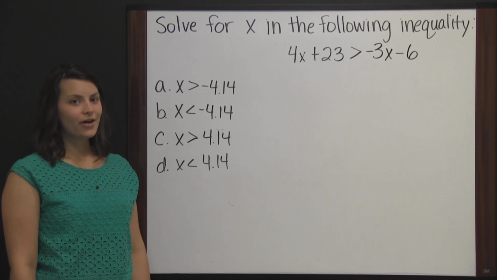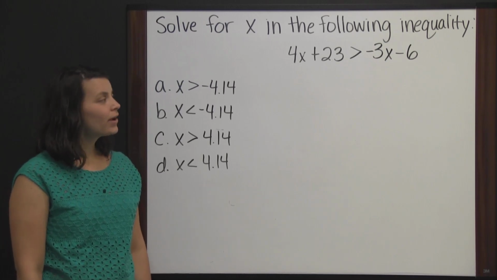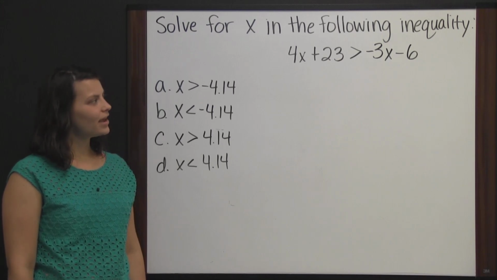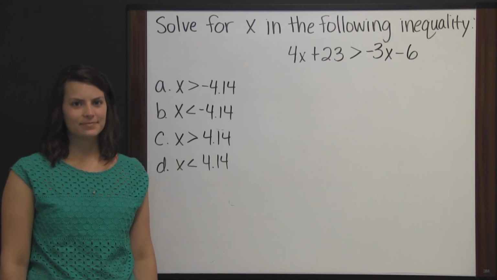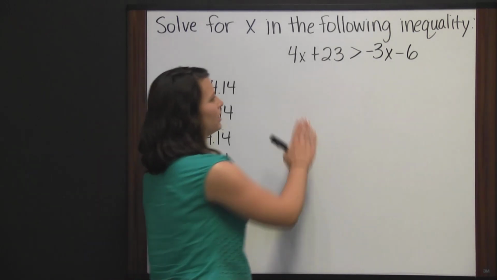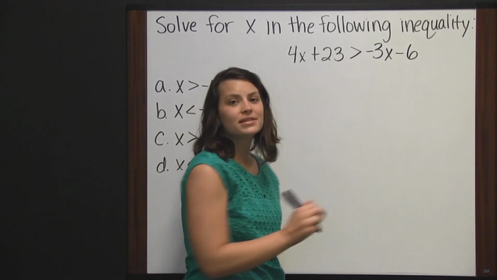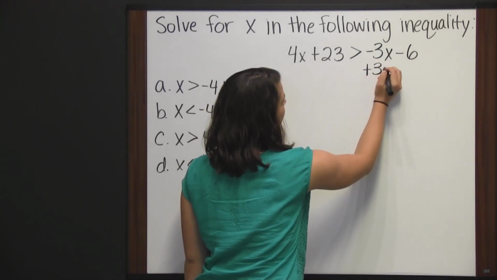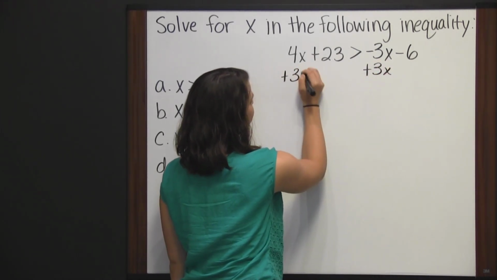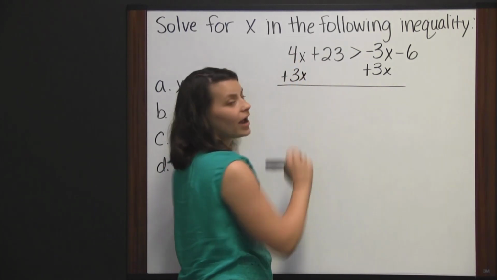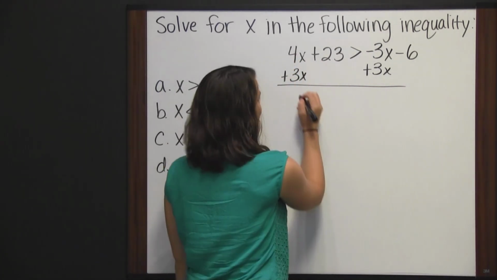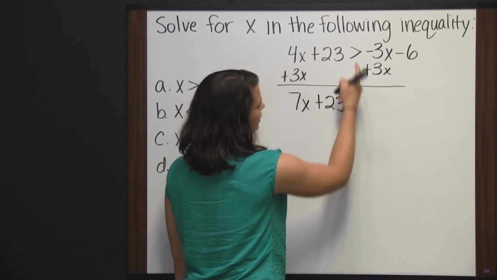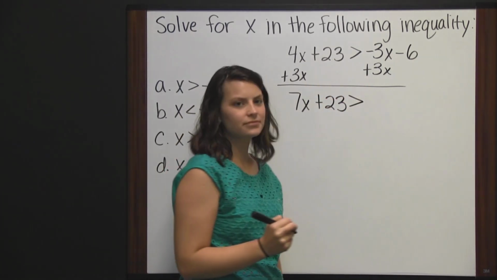Solve for x in the following inequality. 4x plus 23 is greater than negative 3x minus 6. The first thing we want to do is get all of our x terms on the same side of the inequality. I'm going to do this by adding 3x to both sides. 4x plus 3x is 7x. Bring down the plus 23 and bring down the greater than sign.